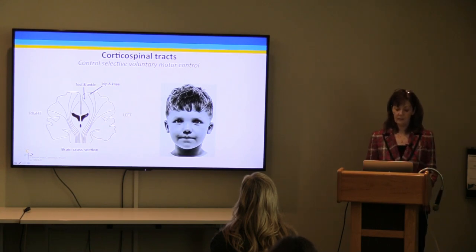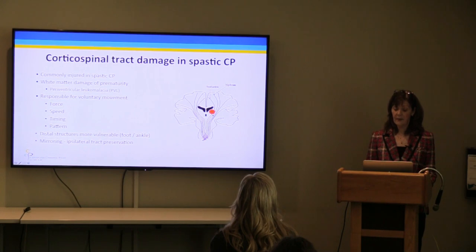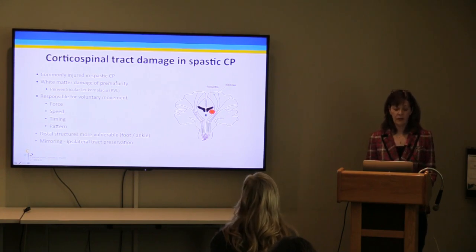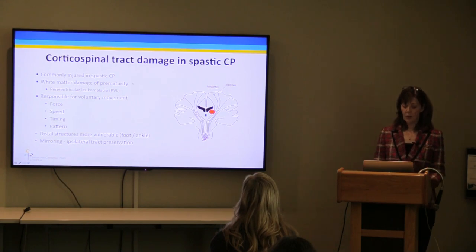And that anatomical arrangement is important because when there's an injury to these corticospinal tracts, it affects the knee and ankle tracts, for example, more, because they're closer to this red area of damage, which can occur bilaterally, but I'm just showing it on one side. So the corticospinal tracts are commonly injured in spastic CP. It's often called white matter. So these tracts are white matter tracts of prematurity.